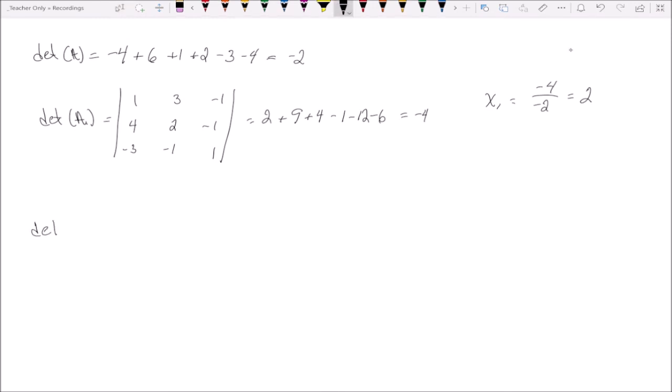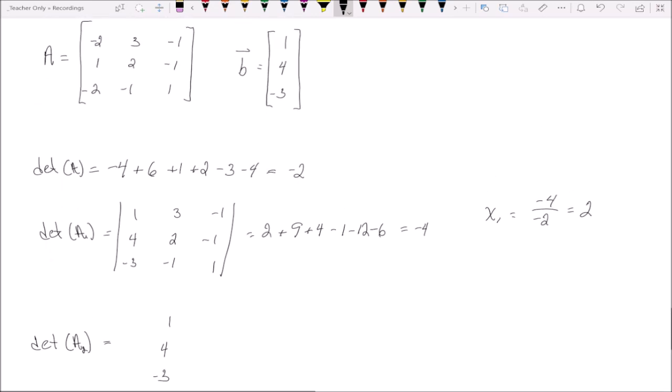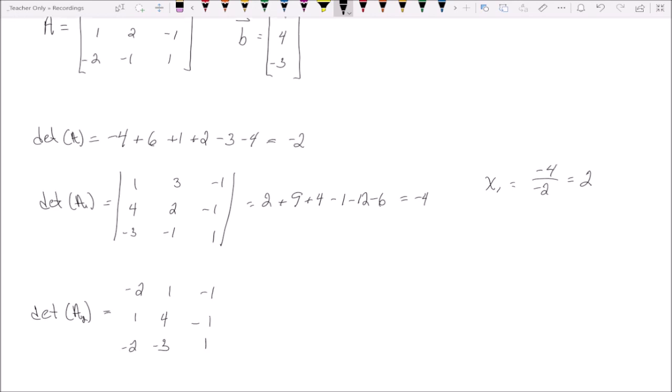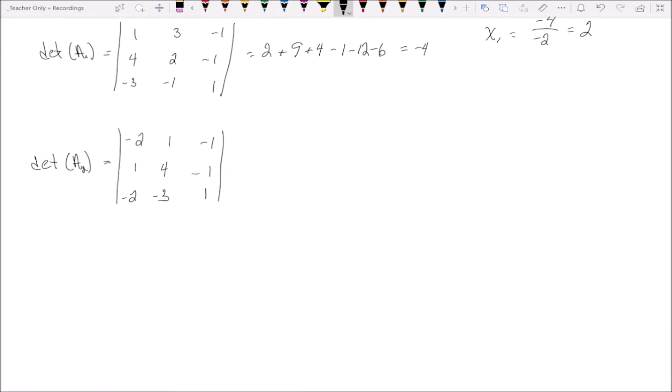Now we want the determinant of A2. So now our second column gets replaced by b, 1, 4, negative 3, and all the other entries are the same. So negative 2, 1, negative 2, and then negative 1, negative 1, 1. We can go ahead and take its determinant. We get negative 8 plus 2 plus 3 plus 6 minus 1 minus 8, which is negative 6. So here we can see that x2 will be negative 6 over negative 2, which is just 3.